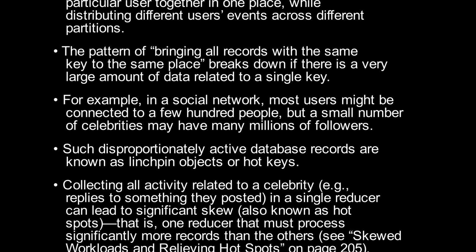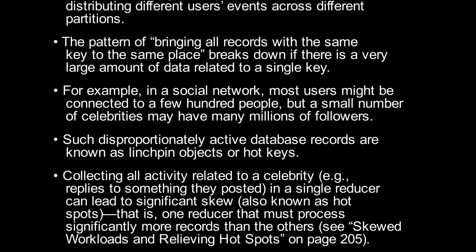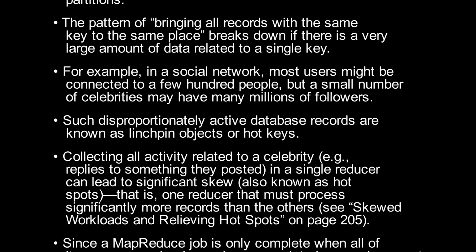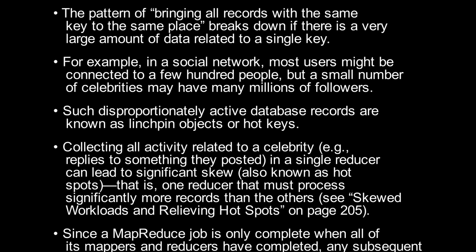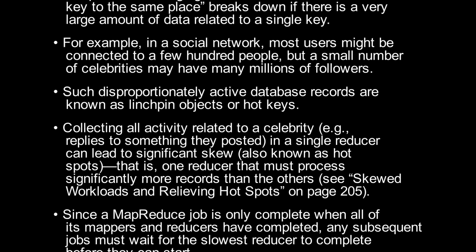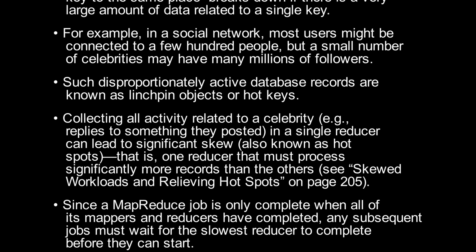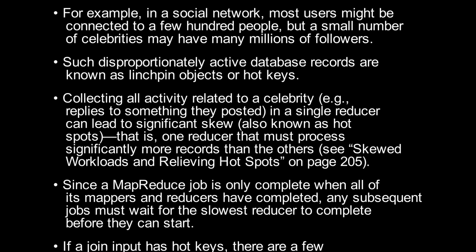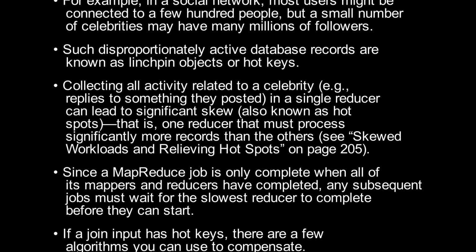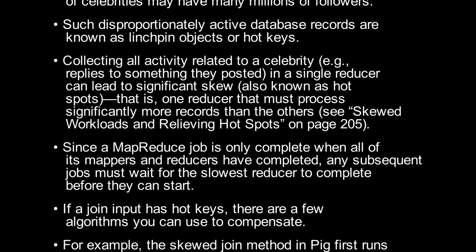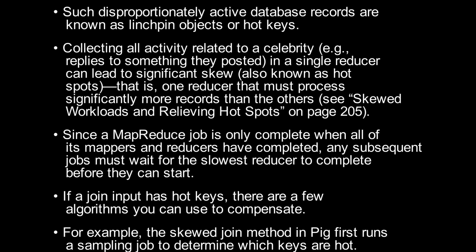Collecting all activity related to a celebrity, for example replies to something they posted, in a single reducer can lead to significant skew, also known as hot spots. That is, one reducer that must process significantly more records than the others (see "Skewed Workloads and Relieving Hot Spots" on page 205). Since a MapReduce job is only complete when all of its mappers and reducers have completed, any subsequent jobs must wait for the slowest reducer to complete before they can start.